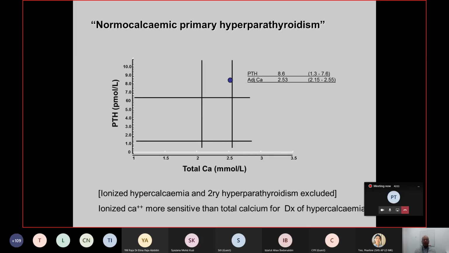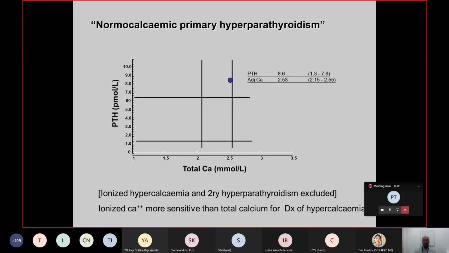So these are patients who present with signs or symptoms of primary hyperparathyroidism, like nephrolithiasis or osteoporosis or fracture, and their calcium is normal. However, their PTH is increased. And so the diagnosis of normocalcemic primary hyperparathyroidism can be made. It's a diagnosis of exclusion. You have to make sure that the ionized calcium is normal, because if the ionized calcium is high, then they are overt primary hyperparathyroidism, and that they don't have secondary hyperparathyroidism.